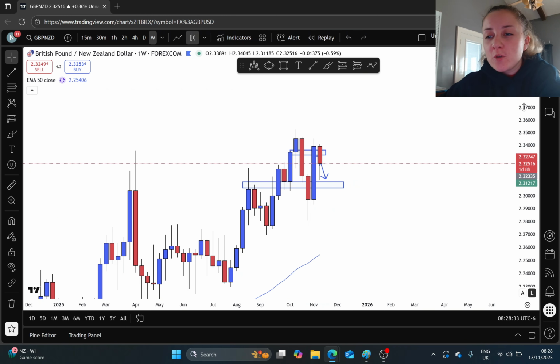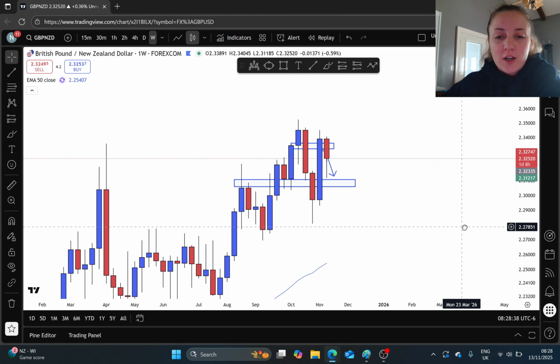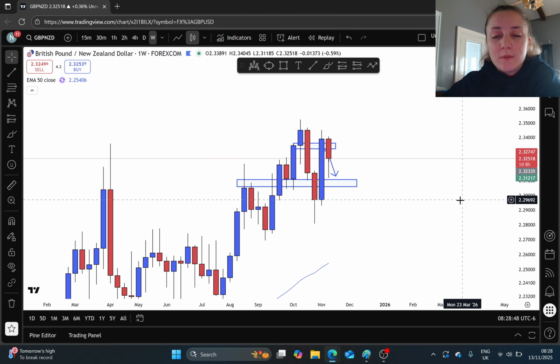So starting off super simple, right? Weekly time frame. All we have to do is be able to identify market structure, okay? If you struggle identifying market structure, it's going to be extremely hard to know what you're looking for, when to enter, when to exit, and those sort of things. Market structure is super important, right?